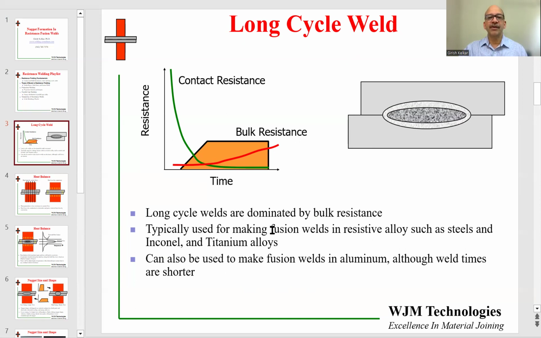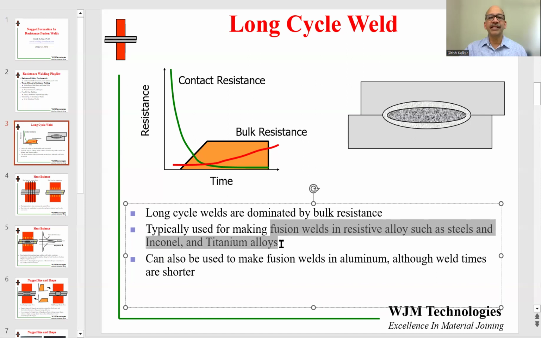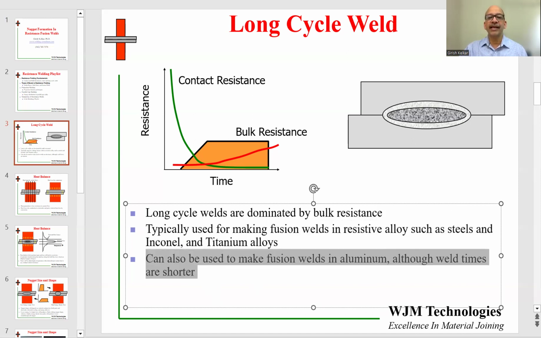Usually, fusion welds are made in resistive alloys such as steels, titaniums, and inconels, which is a common application. But you can also make a fusion weld in aluminum, even though the actual welding time in aluminum welds would be much shorter than what you would use for, say, stainless steel.